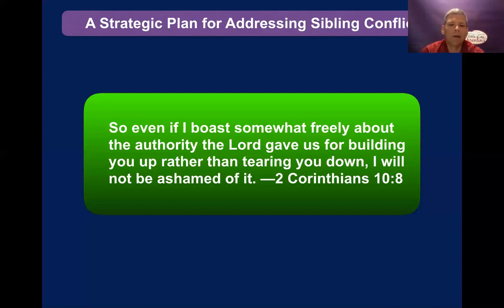And that is our goal too. We're not tearing people down, we're building them up. And so if you've got a problem in your home with someone tearing someone down, then they're missing out on something really important, and they don't need to just practice stopping tearing down, they must practice building up.